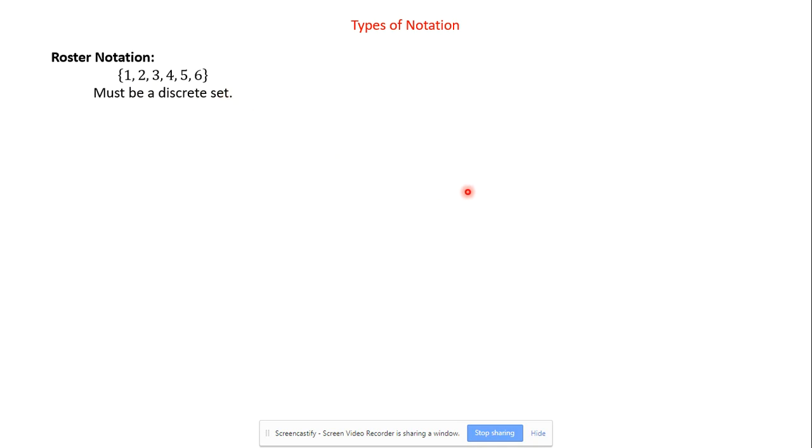We can use other things. We could do the empty set. Remember, the empty set is a set with nothing in it. So how could we write a set with nothing in it using roster notation? Well, we use the squiggly brackets, and we put nothing in it. So that's another symbol for the empty set, by the way.